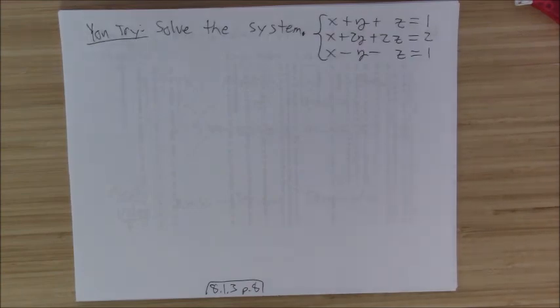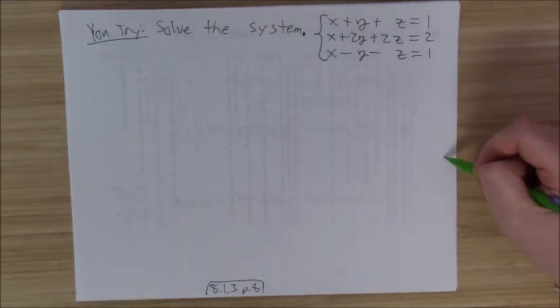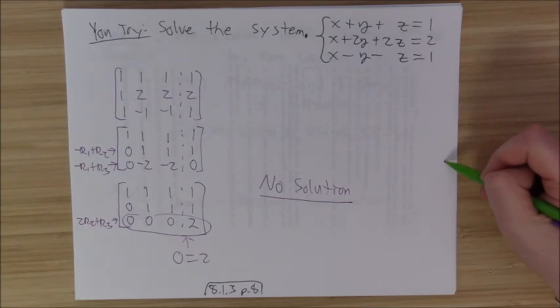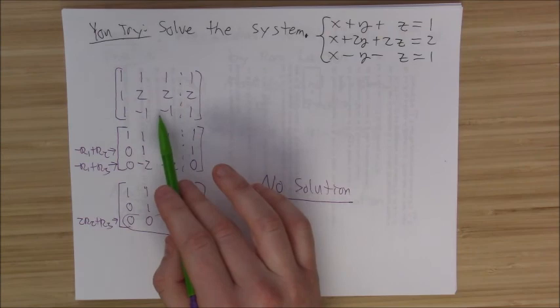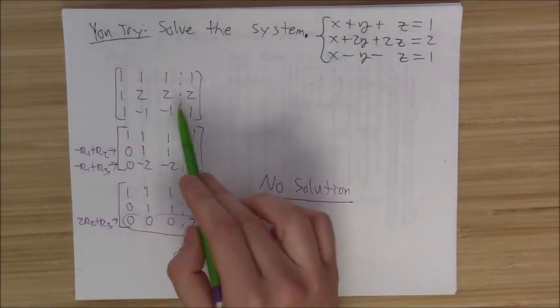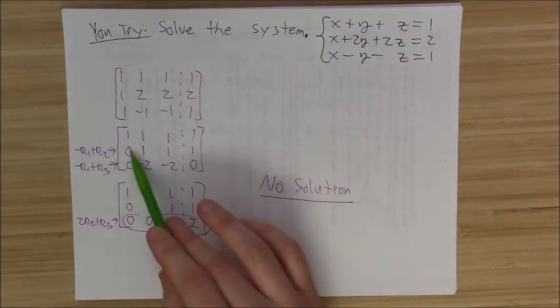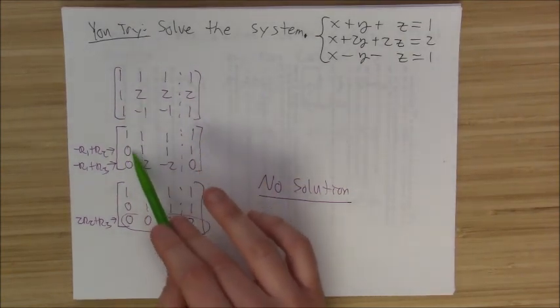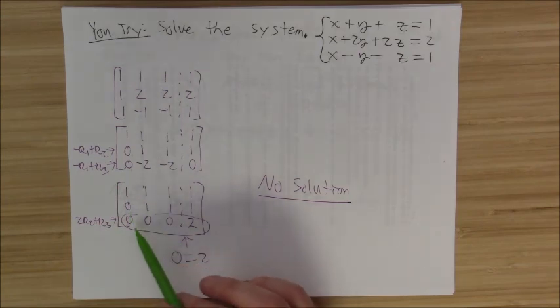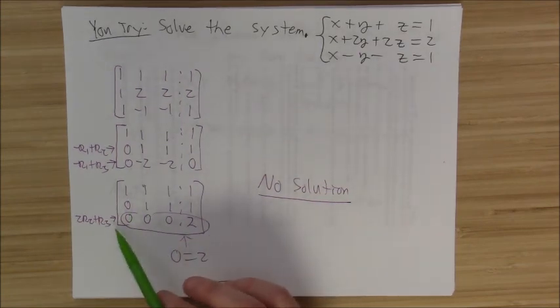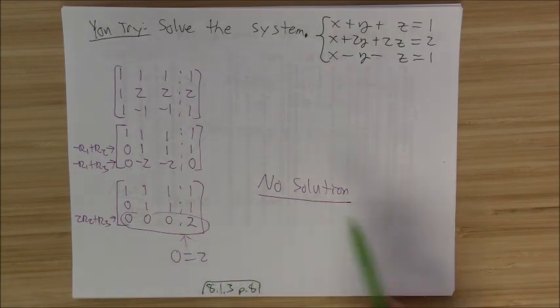And finally, one more system to work. Go ahead and try this one out for yourself. On the count of 3, I will reveal the solution. 1, 2, 3. So here, if we write this system out into the augmented matrix, we have this. We go ahead and do row operations to create zeros there. Then we continue, since we already have a 1 there, to create a 0 here. But when we do that, we end up with an equation of 0 equal 2, so there's no solution to this system either.